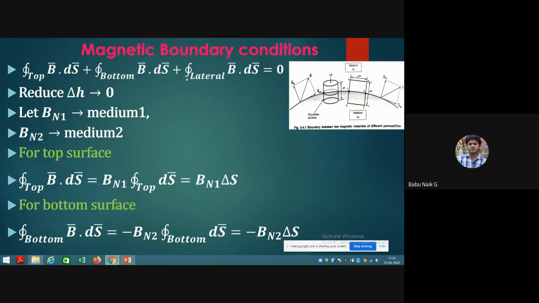Now the other one is the lateral B bar dot ds, at this side, where delta h tends to 0. We have reduced it to 0. So that means delta h tends to 0 here, and that side will also completely be 0. But the magnetic flux density is not 0, only delta h tends to 0. So that integral will also be 0 here.